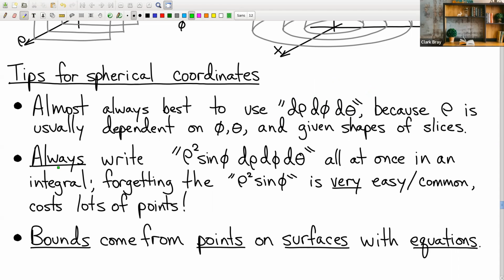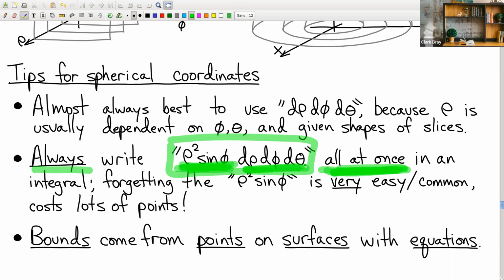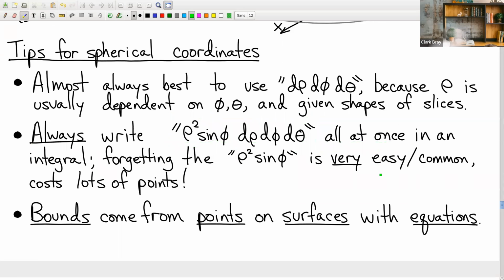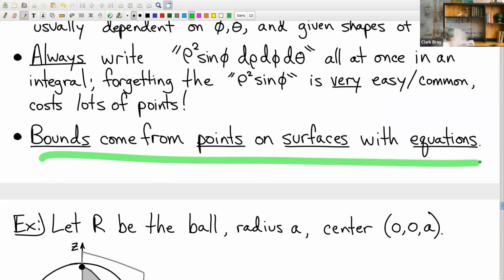Okay, again, always write down the stretching factor simultaneously, at the exact same time as you write down these differentials. Write this down as a single thing at a single time. Rho squared sine phi d rho d phi d theta. Just think of that as a single grouping, you'll memorize it and just write it down all at once so that you don't forget. Same reasons as the others. And again, we know our slicing process. You find points, identify surfaces, etc.